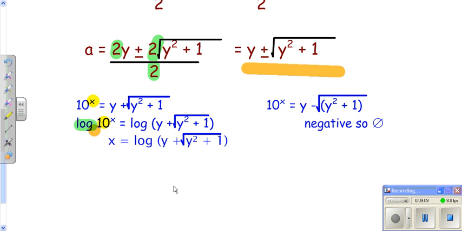We're not going to have any decimal approximations here because we don't know the value of y. We're just asked to solve it in terms of y.